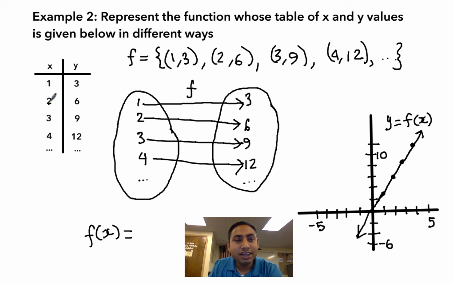So 1 times 3 is 3, 2 times 3 is 6, 3 times 3 is 9, and 4 times 3 is 12. So the pattern or the rule is, for the y value, multiply the x value by 3. So f of x equals 3x would be the explicit formula for this function. Or you could also write this as y equals 3x.